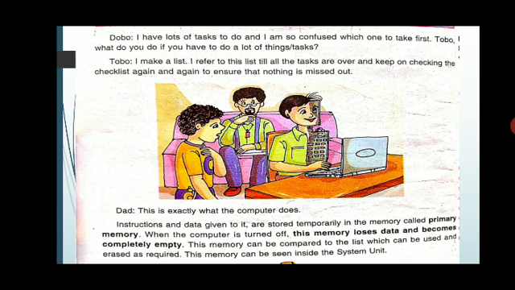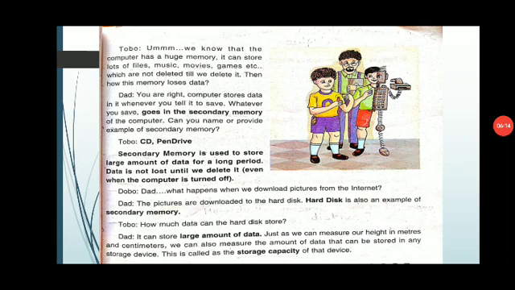The instructions and data given to it are stored temporarily in the memory called primary memory. When the computer is turned off, this memory loses the data and becomes completely empty. This memory can be compared to the list, which can be used and erased as required. This memory can be seen inside the system unit.